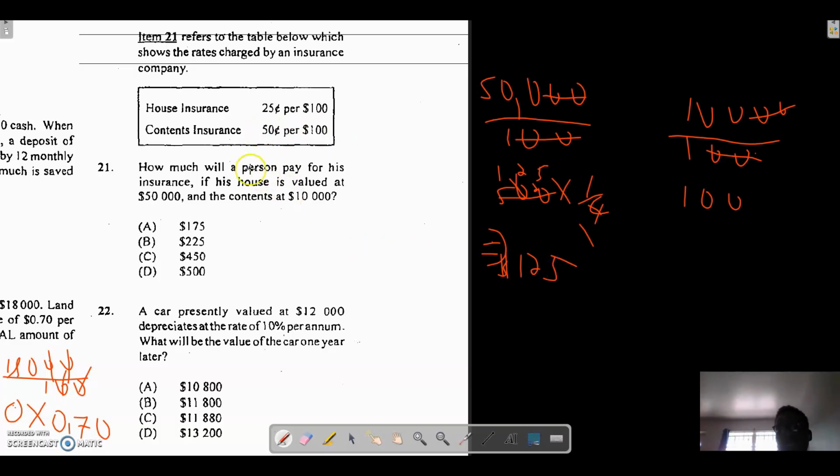Content is 50 cents, which means half a dollar. Alright, so I'm going to have a half. Of course, you can work this out mentally, times 100, which is 50. So it's going to be 125 plus 50, which gives me 175. So the answer to 21 is actually A as in apple.